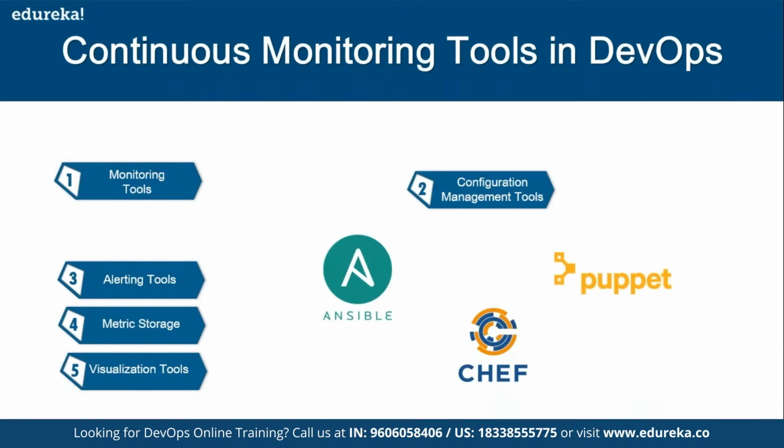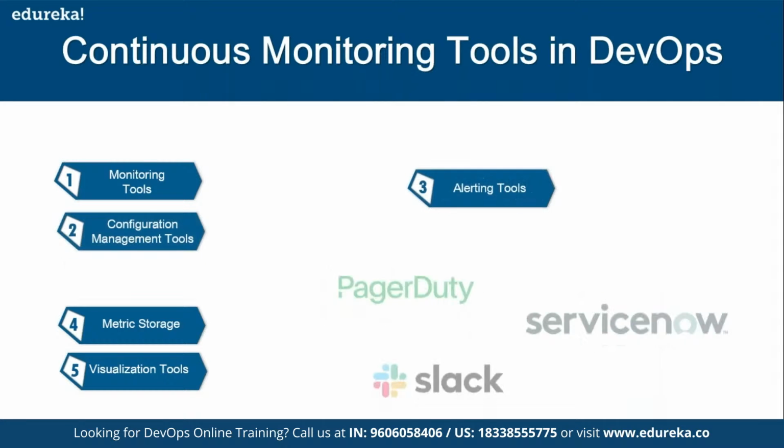Ansible is written in Python, is agentless, very popular, and utilizes an imperative approach. Chef, on the other hand, is written in Ruby, and also relies on an imperative configuration approach. Puppet relies on a declarative configuration management approach using a domain-specific language and an agent-master architecture. Moving on, we have DevOps alerting tools.